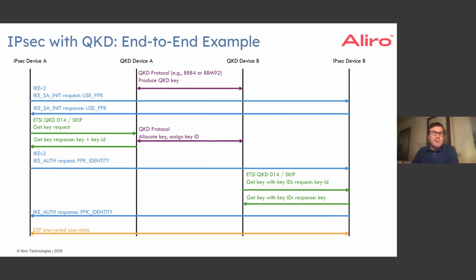It gets back the secret key value, and at this point, both IPsec gateways have the same shared secret encryption key that was produced by QKD. The IPsec gateways typically mix this QKD key with a traditional Diffie-Hellman key and maybe also with one or more PQC keys. And the final resulting mixed key is used to encrypt the ESP data plane.